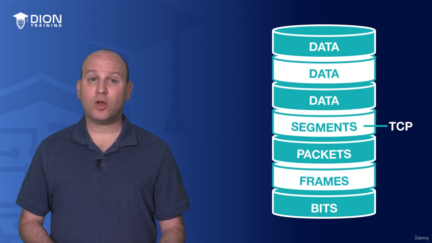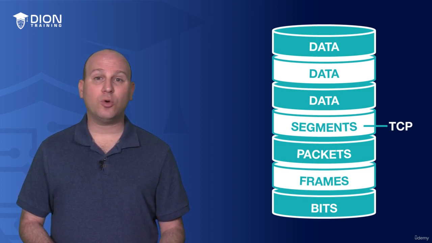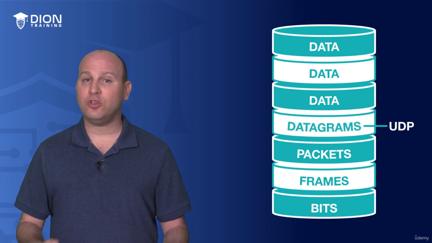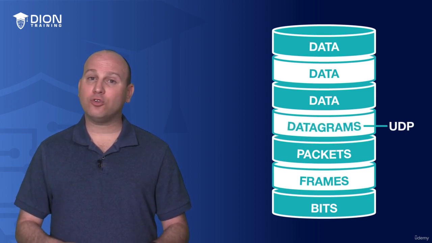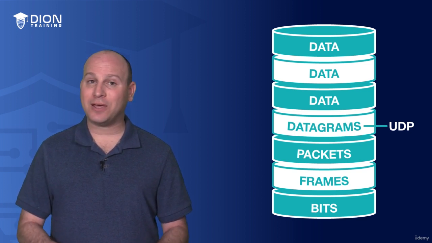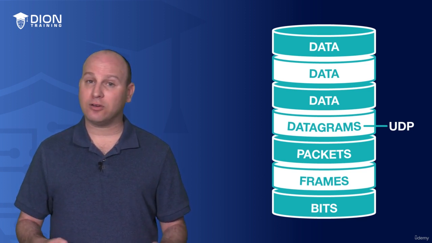For layer 1, we call them bits. For layer 2, we call them frames. For layer 3, we call it packets, and layer 4, we call it segments if we're using TCP, or datagrams if we're using UDP. Now, as a user creates data and they want to send it over a network, they're going to enter it into an application at the application layer, layer 7.